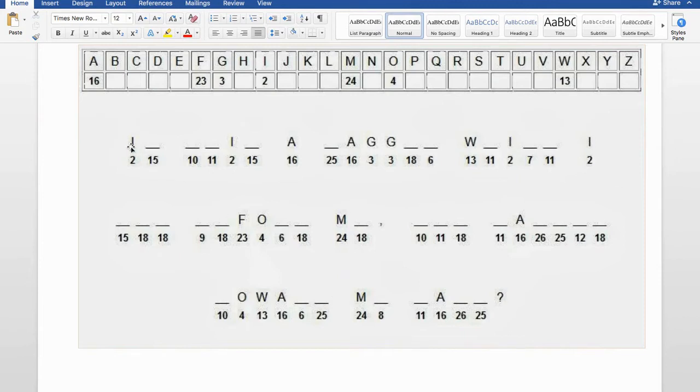So if this is a two-letter word and starts with an I, it's probably going to be either "if" or "is." And because the F is already claimed by 23, we know that 15 now is an S. And so all the 15s would be filled in with an S.